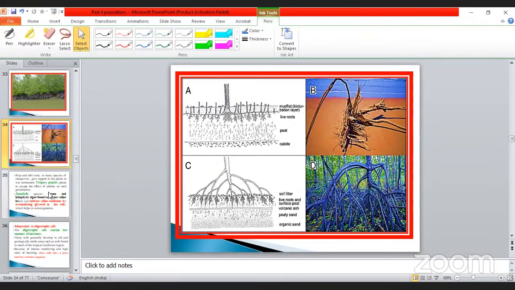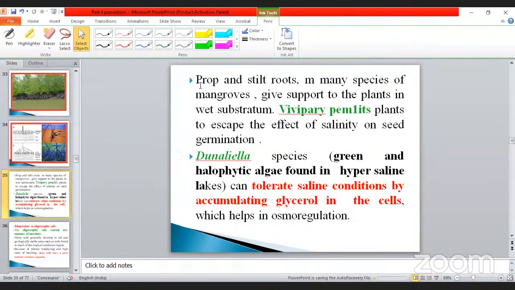What is the next one? The prop and stilt roots. Many species of mangrove give support to the plant in wet substratum. Vivipary permits a plant to escape the effect of salinity on seed germination. Because during the saline condition, what happened? The plant will not grow in the initial stage. So that's why the plant will grow during fruit formation.